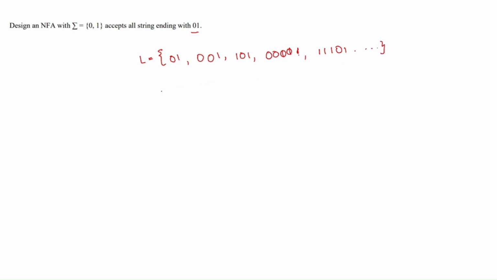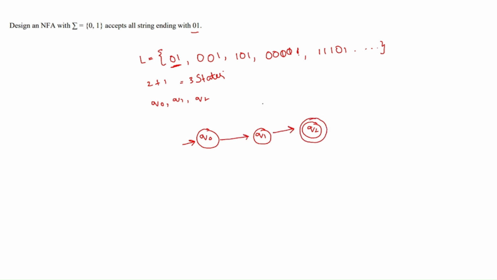So now we'll draw the transition diagram for this. If the minimum length of the string is n, then we need to have n plus 1 states. So the minimum length of the string we have is 2, so the number of states we should have is 2 plus 1, which is 3. So in total we need to have 3 states. Let our states be q0, q1 and q2. Let q0 be our initial state, q1 be one of the states, and let q2 be the final state.